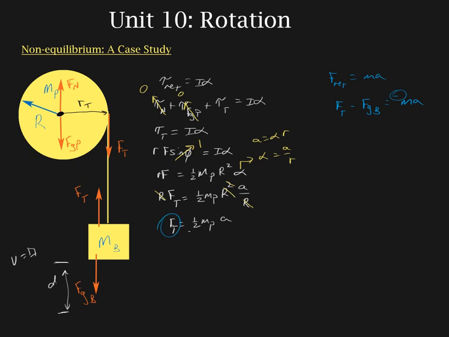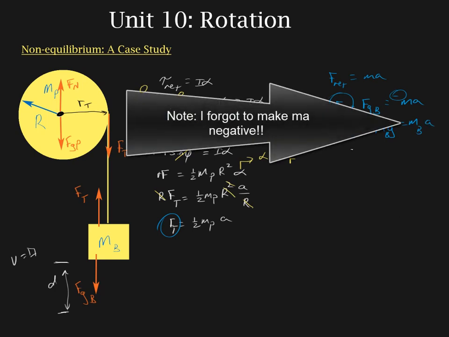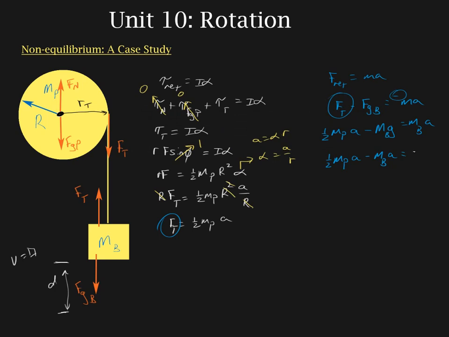Okay, so now all we have to do is make our substitution. This tension force here is the same as the tension force here, so we could put in 1/2 the mass of the pulley times A. And that's what we'll do. So we have 1/2 times the mass of the pulley times A minus mg, mass of the block times g, is equal to the negative mass of the block times A. So now we'll just rearrange it, and we end up with 1/2 mass of the pulley times A minus the mass of the block times A is equal to the mass of the block times g.